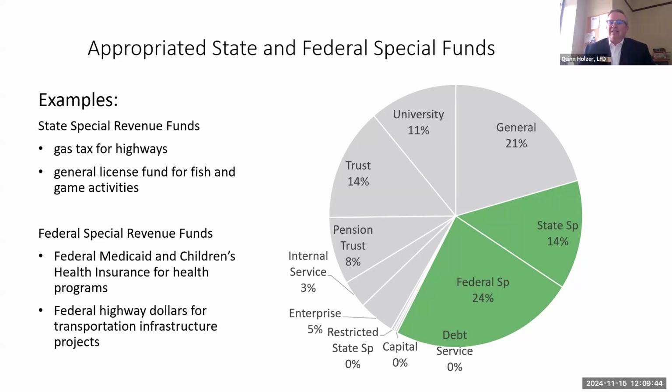Same thing with things like gas tax. Traditionally, gas taxes have been used to pay for highways and leverage, and we'll talk about this on the other side on the federal funds as well. But those gas taxes have traditionally been used to support a highway system in Montana.